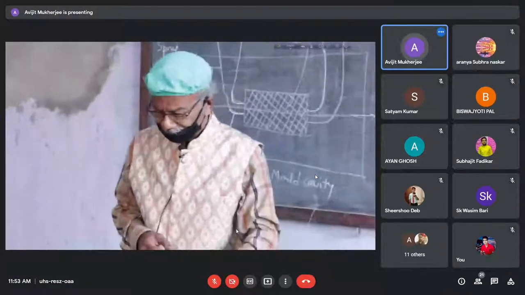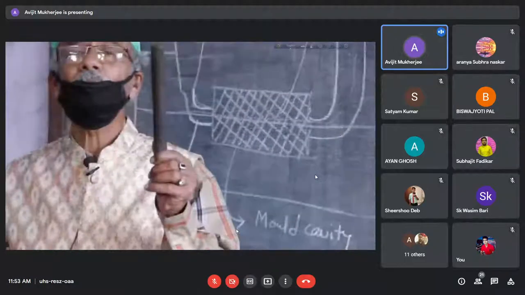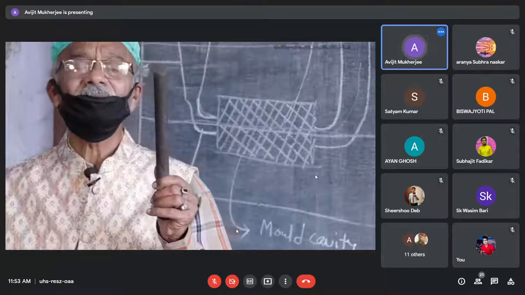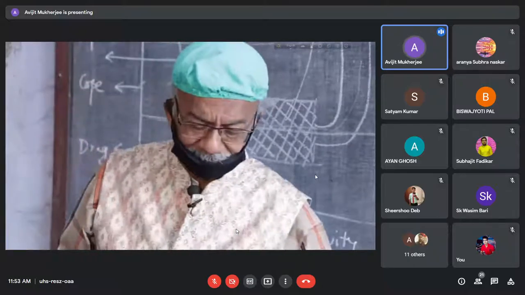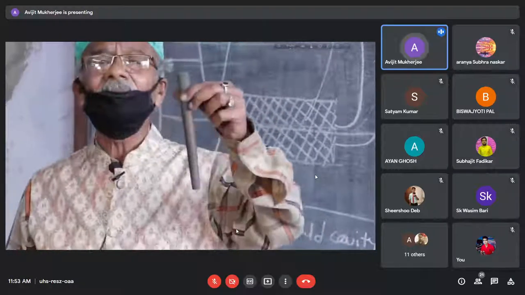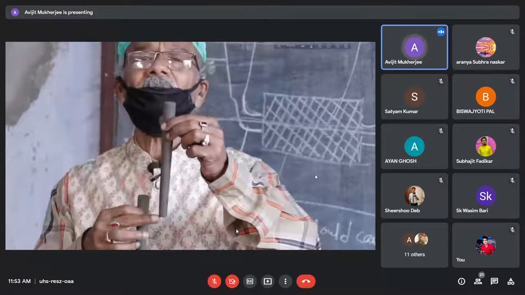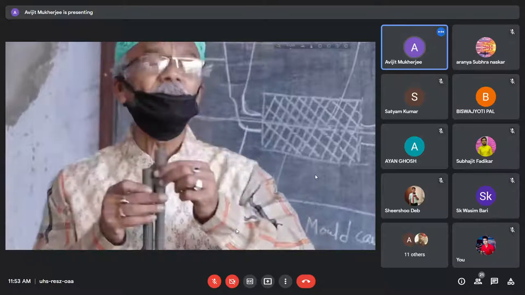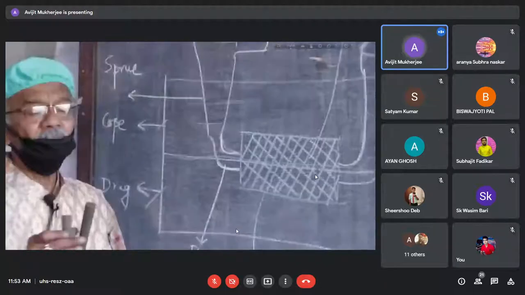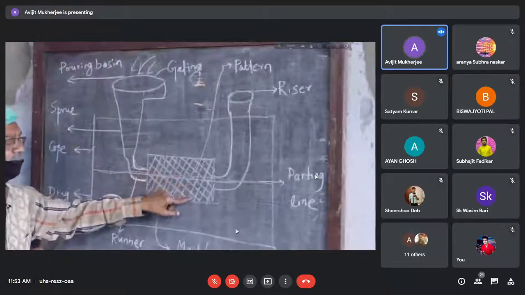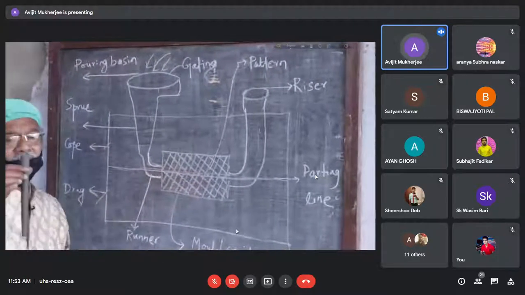This is known as the rammer, through which we increase the compactness of the grains. This is known as the runner, and another one is the riser. Runner means the channel through which the molten metal enters into the mold cavity. Sometimes it is known as the sprue, through which molten metal will enter into the mold cavity. And another one is the riser.